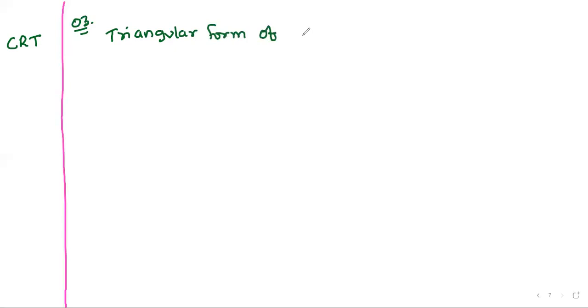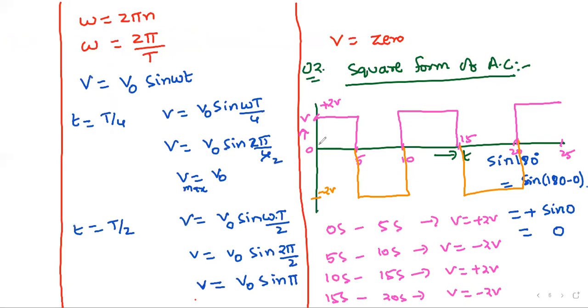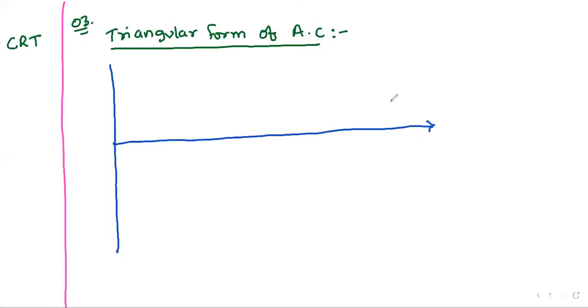Triangular form of AC. AC means alternating current. So here you can see the before one. In the square waveform, if you observe carefully, it is in the form of a square. Both the positive half cycle and negative half cycle are in the form of a square. That's why it can be called a square waveform.